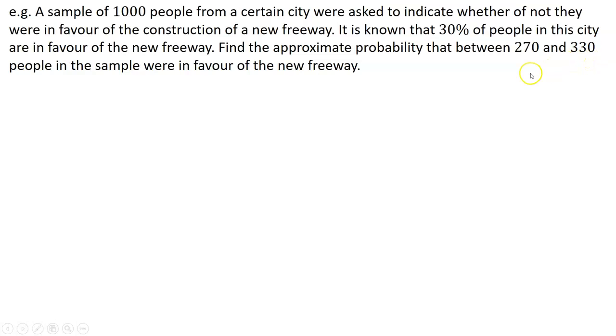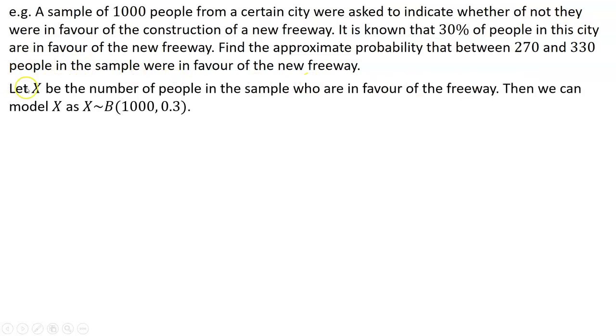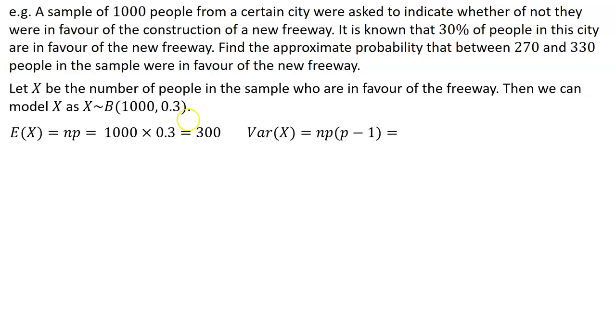of the new freeway. So we need to define our random variable, so we're going to say let X be the number of people in the sample who are in favour of the freeway. So we can say that X is a binomial distribution with 1,000 trials with a probability of success of 0.3. The expected value of X is n times p, so that's 300. The variance of X is n times p times (1 minus p), so that's 1,000 times 0.3 times 0.7, that's 210.